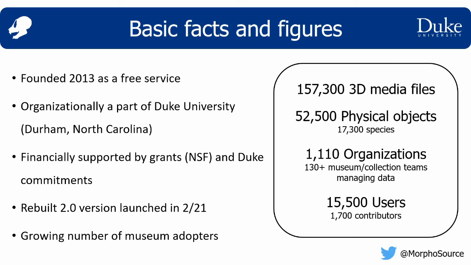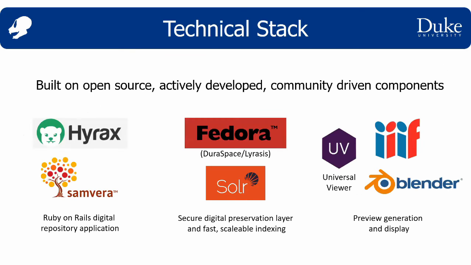We have over 150,000 data sets representing 52,000 physical objects and 17,000 species, and over 1,000 organizations. Only about 130 of those are actively managed by an official team, but that number is growing by the day, and there are about 15,000 users.